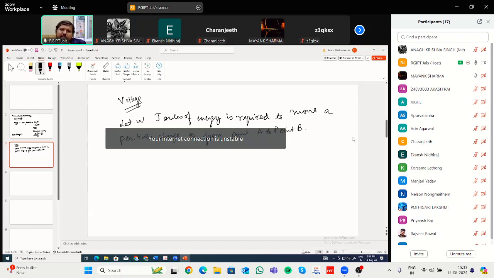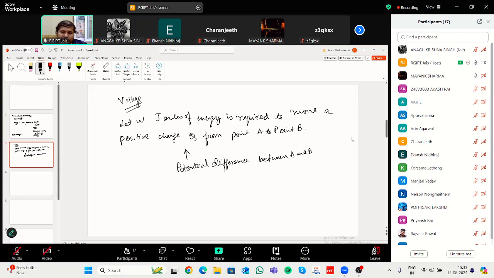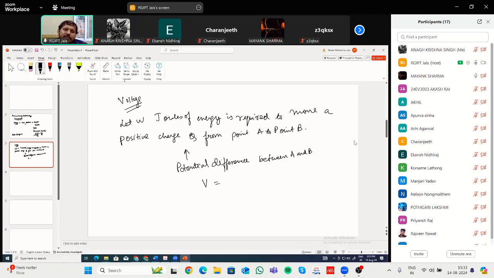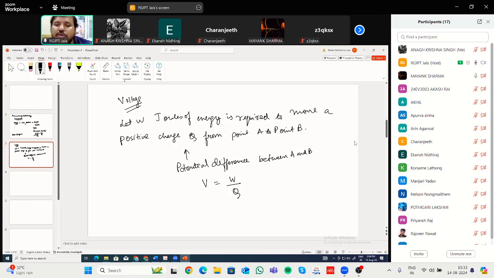If this much amount of energy is required to move a positive charge Q, then definitely there will be some kind of potential difference. This indicates that there is a potential difference between point A and B, or a voltage difference. So what is the potential difference? That can be denoted as V. V is nothing but how many joules of energy, W, are required to move a unit charge. Here, W is required to move Q amount of charge. But voltage is the amount of energy required to move a unit charge, or 1 coulomb.